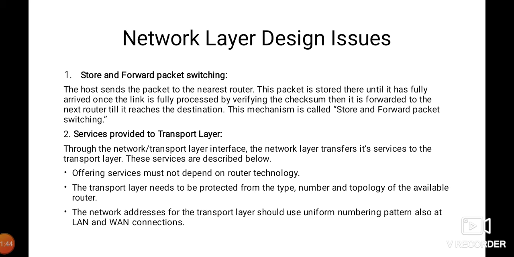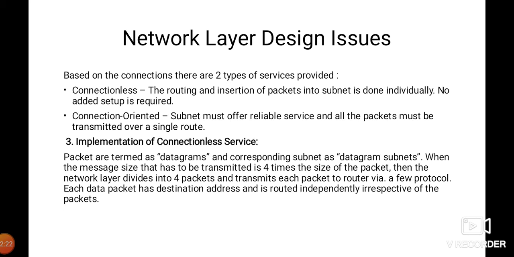Next is services provided to the transport layer. Each layer has to provide some services to the upper layer. Through the network or transport layer interface, the network layer provides its services to the transport layer. The offered services must not depend on router technology. The transport layer needs to be protected from the type, the number and the topology of the available routers. The network addresses for the transport layer should use a uniform numbering pattern, also across LAN and WAN connections.